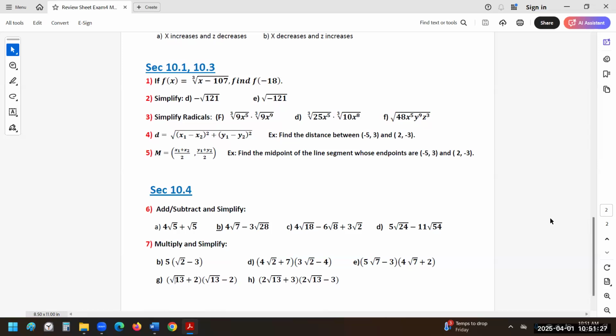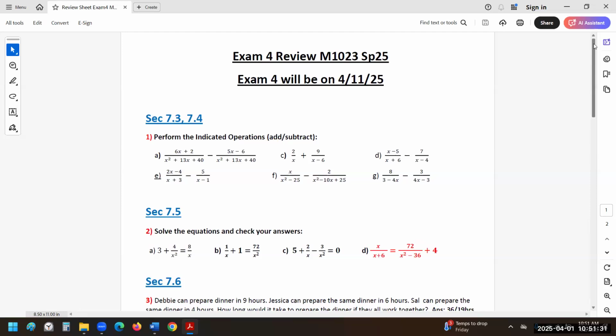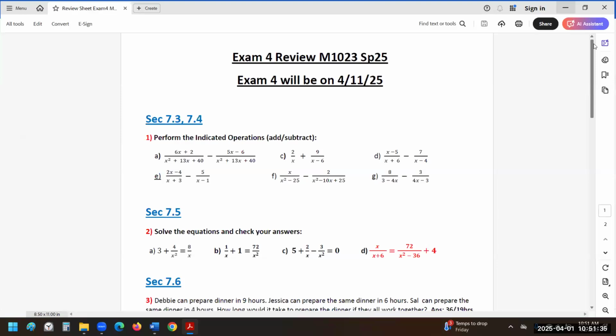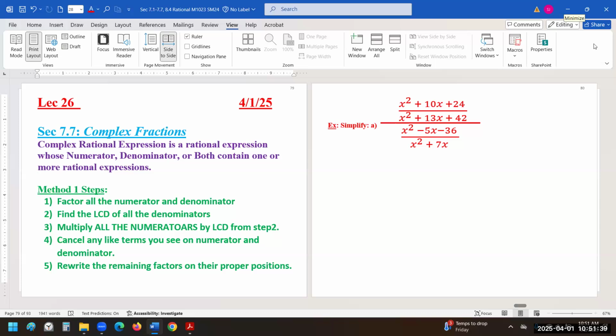Not this Friday, next Friday, on the 11th. And today is the last day of dropping any class. So if you're not doing well in any class and you have more than 12 credits, then you're allowed to drop. If you don't have more than 12 credits, stay and try your best not to fail this class or any class.